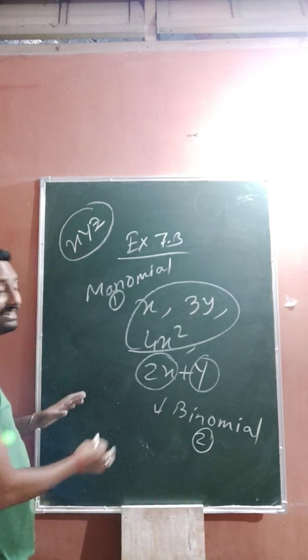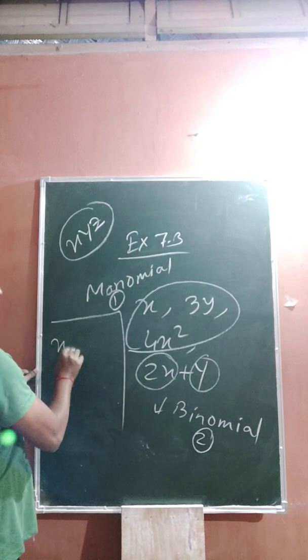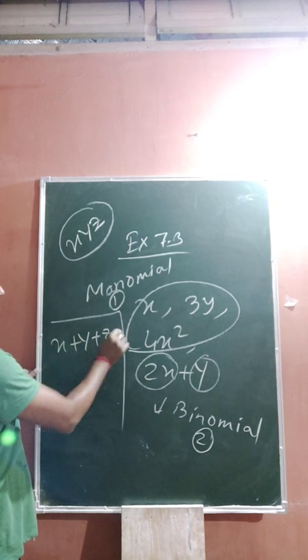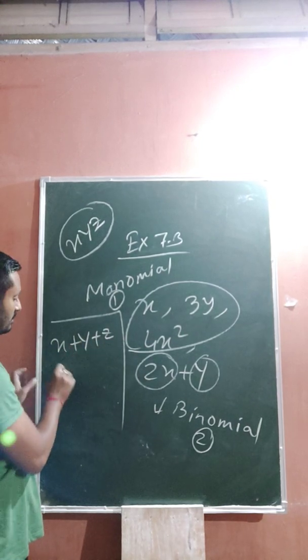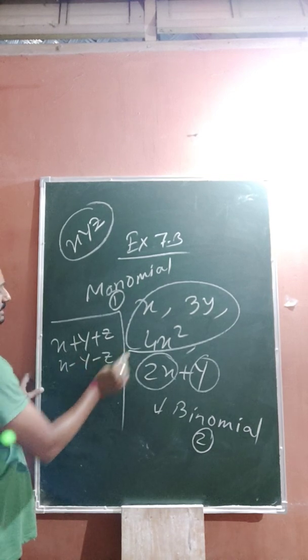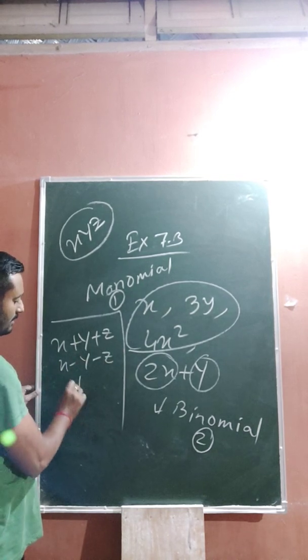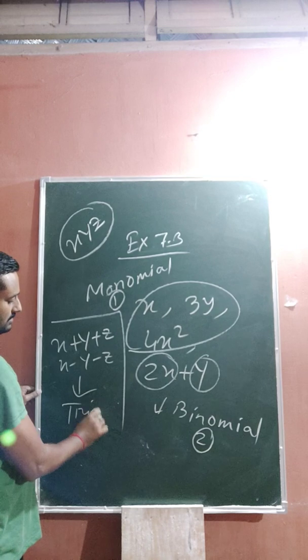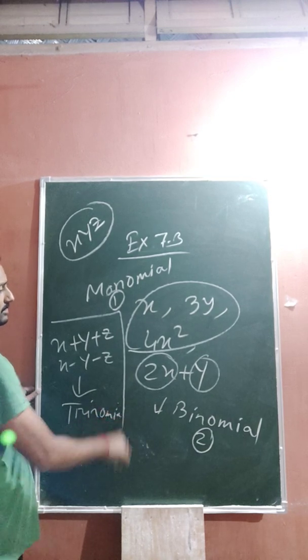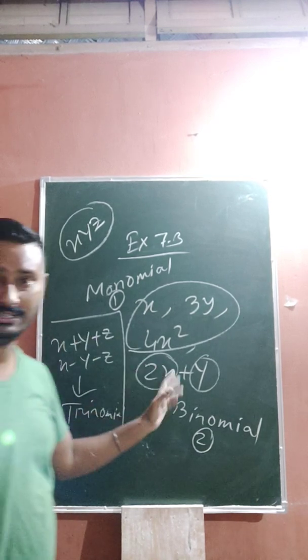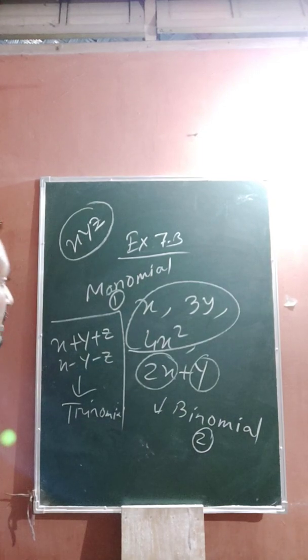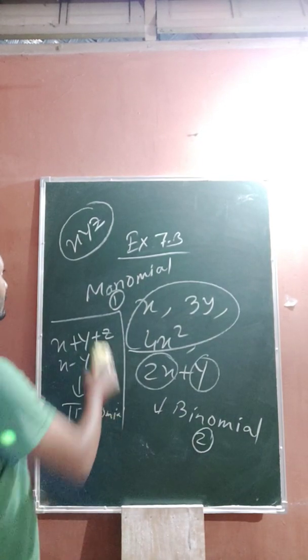And suppose there are 3 terms. Suppose x plus y plus z, 3 terms because they are separated by plus symbols. Suppose x minus y minus z, again 3 terms. Then this type is known as trinomial. This type of question will definitely be asked in your exam. So the next one is coefficient. Coefficient, a very important thing.